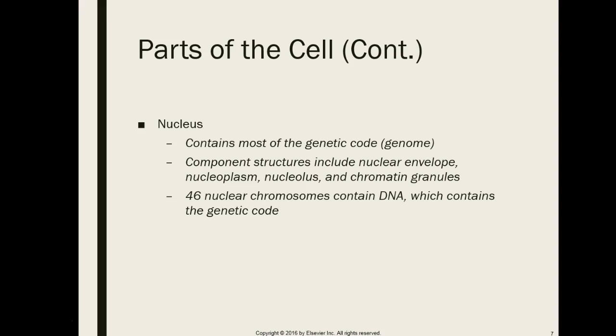Then we have the nucleoplasm, which is going to be similar to that cytoplasm. It's just cell material that contains the nucleolus and chromatin granules. The nucleolus is nuclear material, inside the nucleus, where ribosomal subunits are formed, and those are important in the process of genetic information.